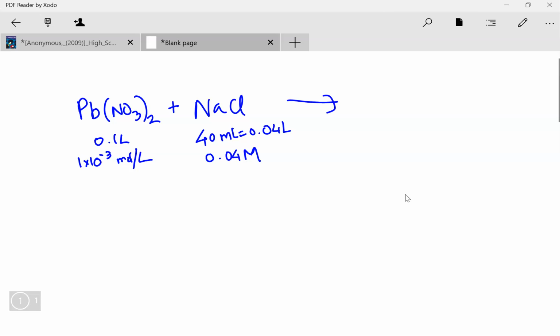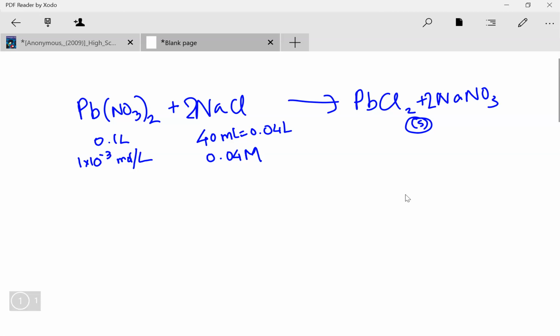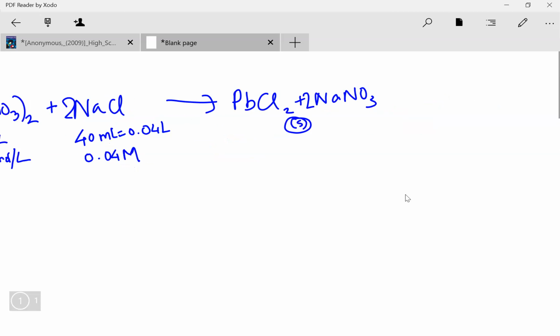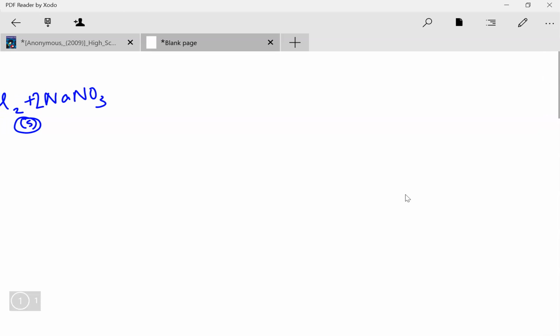Okay, we strictly don't really need to complete this reaction. Let's just do it for the sake of doing it. Need a 2 here and a 2 there. And again, it really doesn't matter what this equation is. All I know this equation is telling me is I'm looking for this solid of lead chloride. So that's going to be my dissociation equation right here.